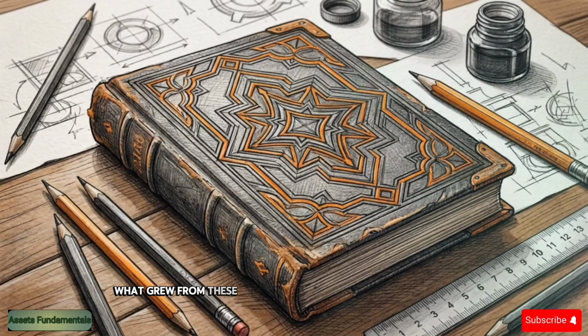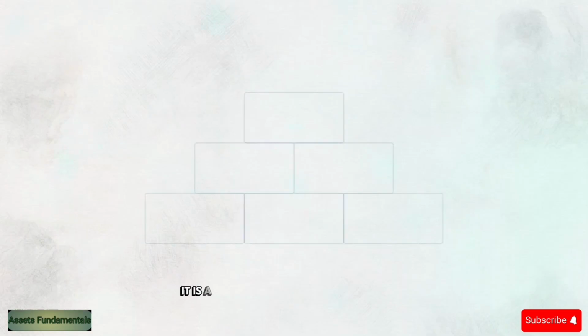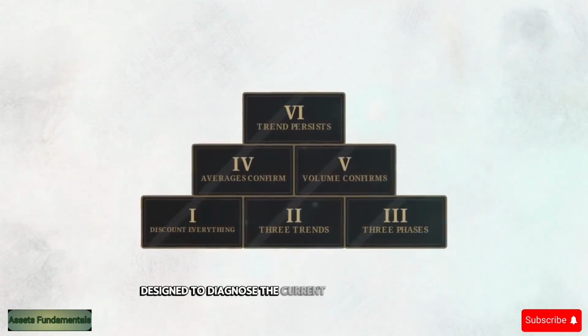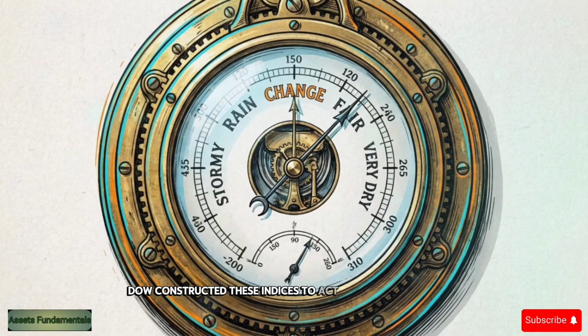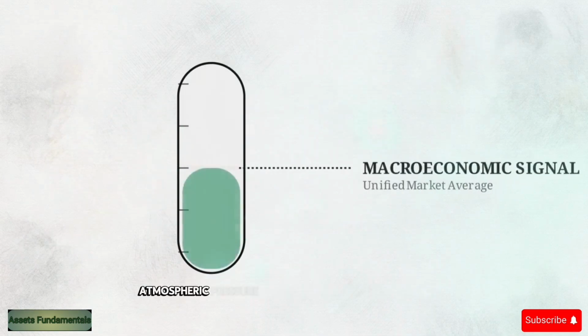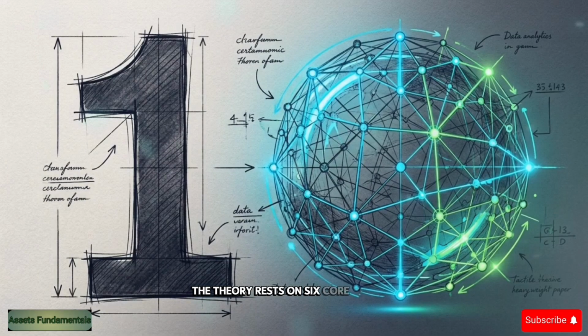What grew from these early indices is now known as Dow Theory. It is important to state clearly that this is not a predictive trading system. It is a rigid, 6-part structural framework designed to diagnose the current reality of the market. Dow constructed these indices to act purely as barometers. Their purpose was to convert the chaotic, unpredictable daily price fluctuations into a clean atmospheric pressure reading for the broader economy. The theory rests on 6 core tenets.